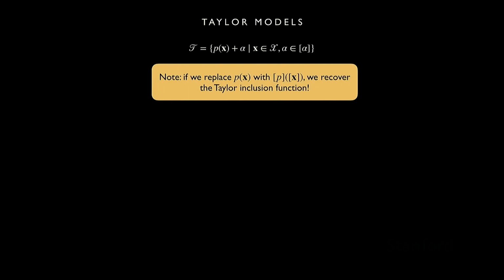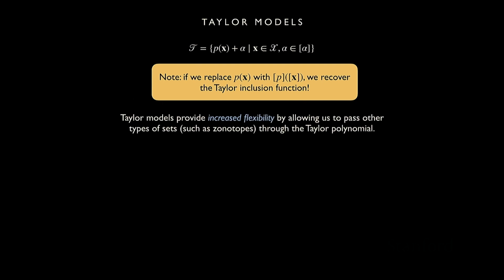One thing that's cool about this is, and maybe you can stare at it longer on your own time to see that this is true, it turns out that if we replace this p of x here with the natural inclusion function for the polynomial, so we just pass an interval through this p of x instead of passing this arbitrary set, we just recovered the Taylor inclusion function. So basically, we want to pass arbitrary sets through these functions, but if we were still passing intervals through them, and we just pass an interval through this Taylor model, we get the exact same thing we would get if we used the Taylor inclusion function. But the idea here is that we don't have to do that anymore.